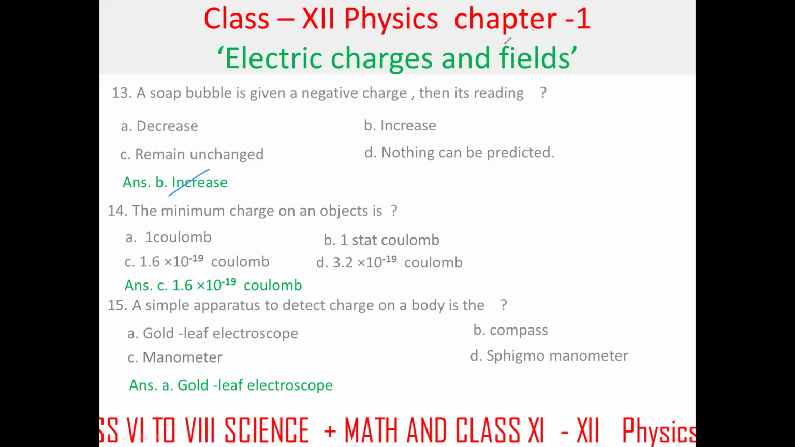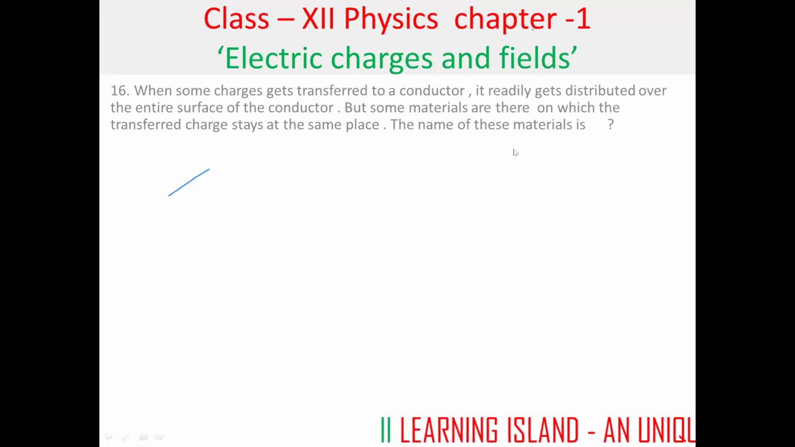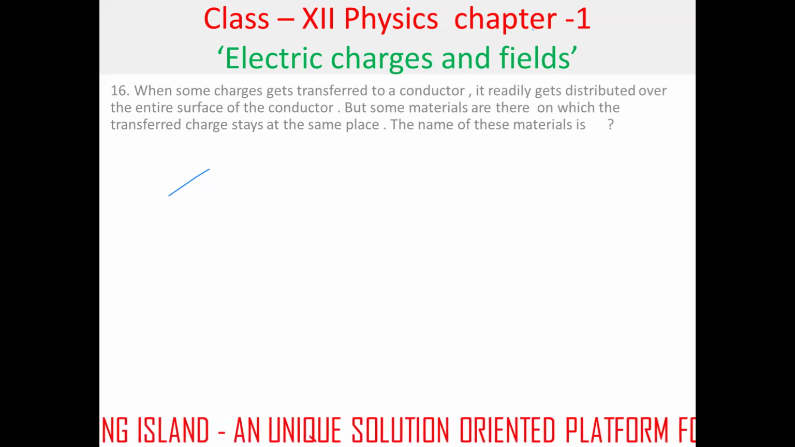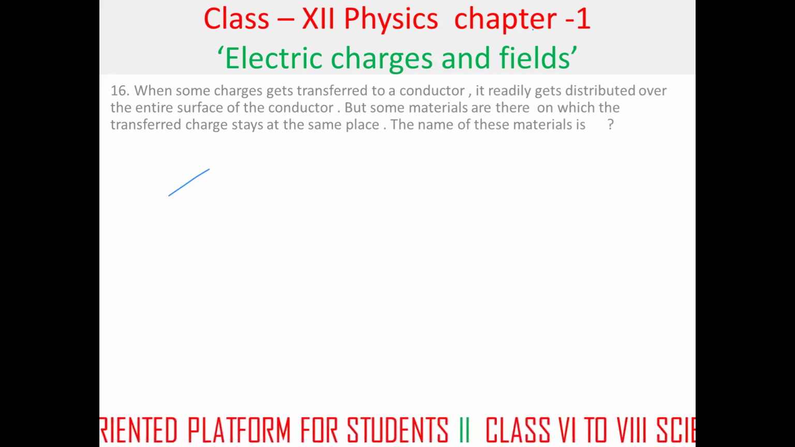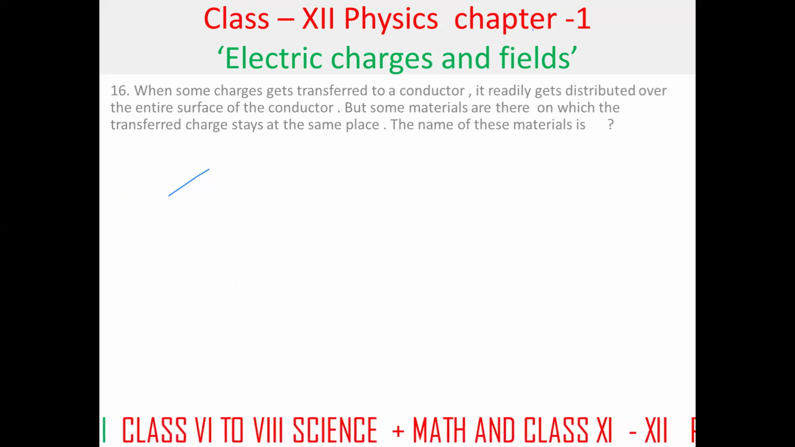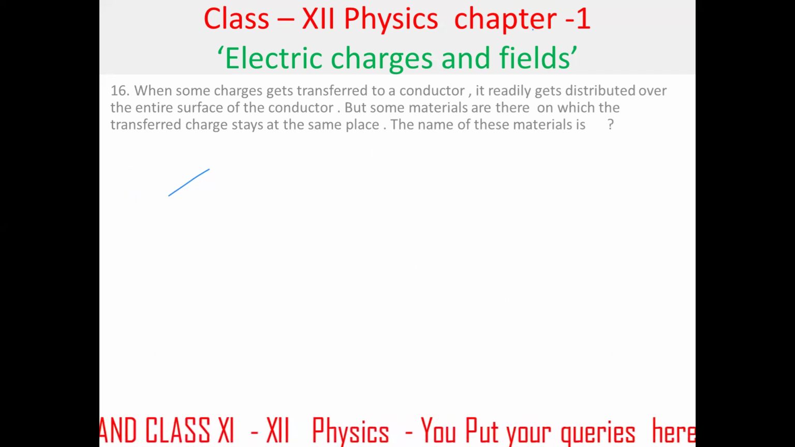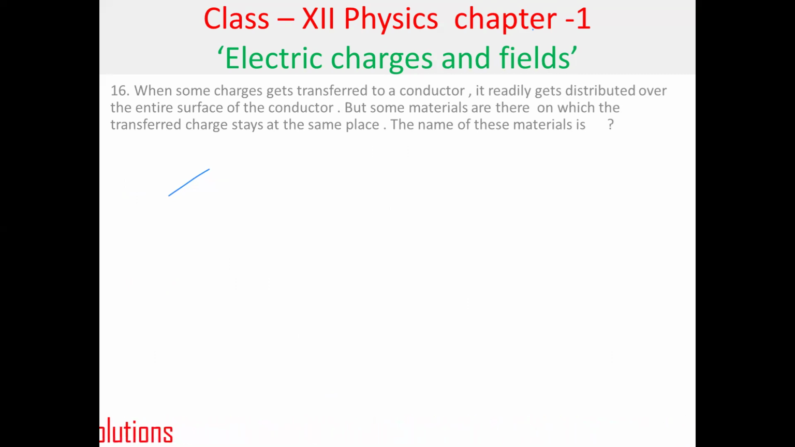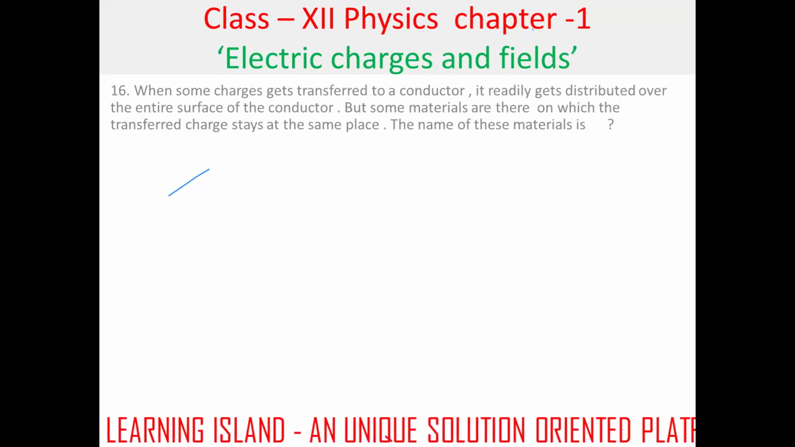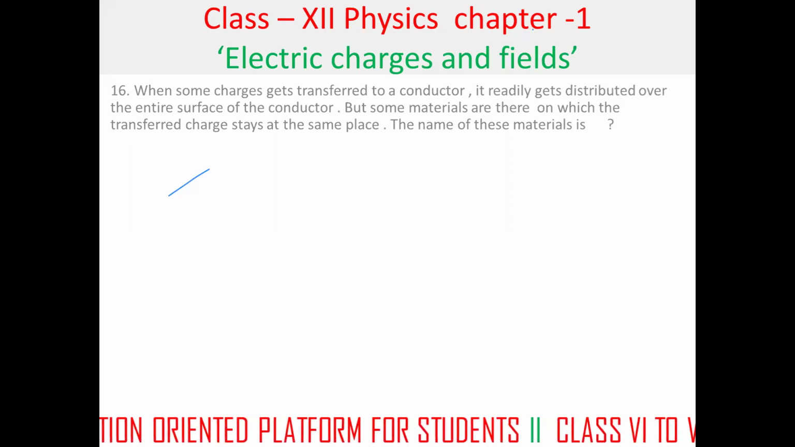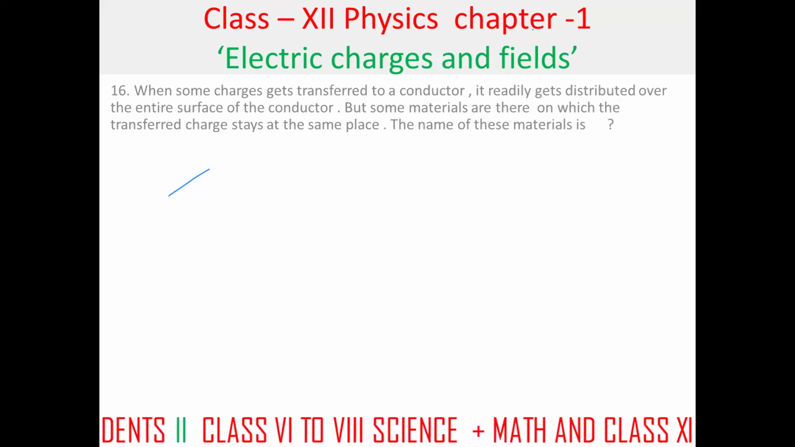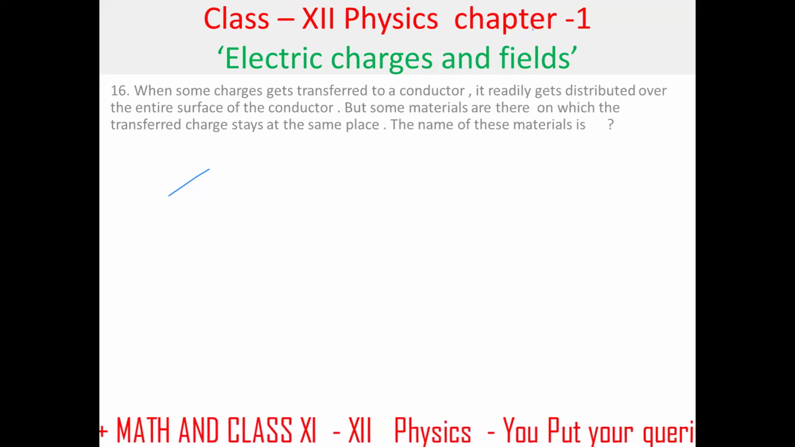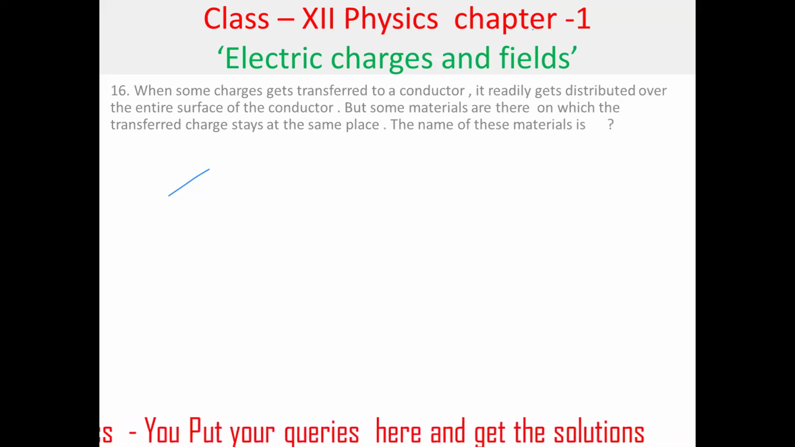So what is the next question? See, when some charge is transferred to a conductor, it readily gets distributed over the entire surface of the conductor. But there are some materials on which the transferred charge stays at the same place. What is the name of this material? We know that if you charge a conducting body, the charge gets distributed equally over the entire surface. But some materials do not distribute it, and it stays at the same place. Which material is this?